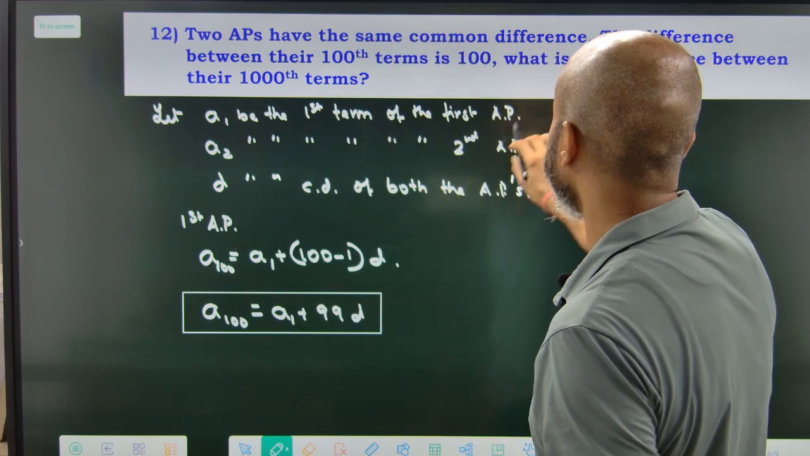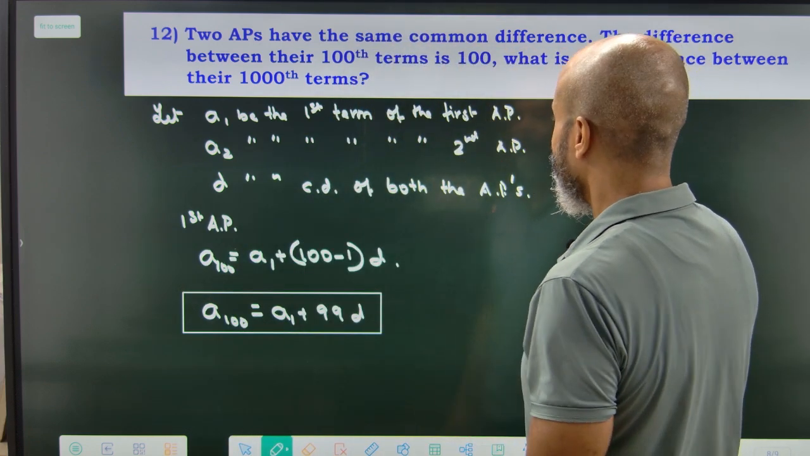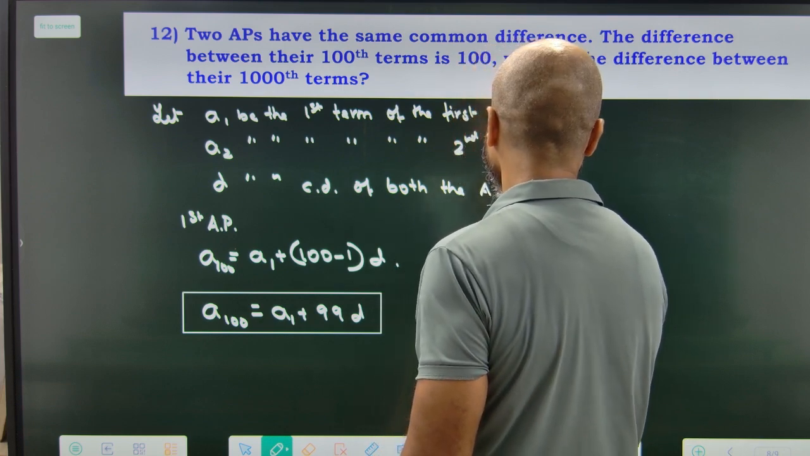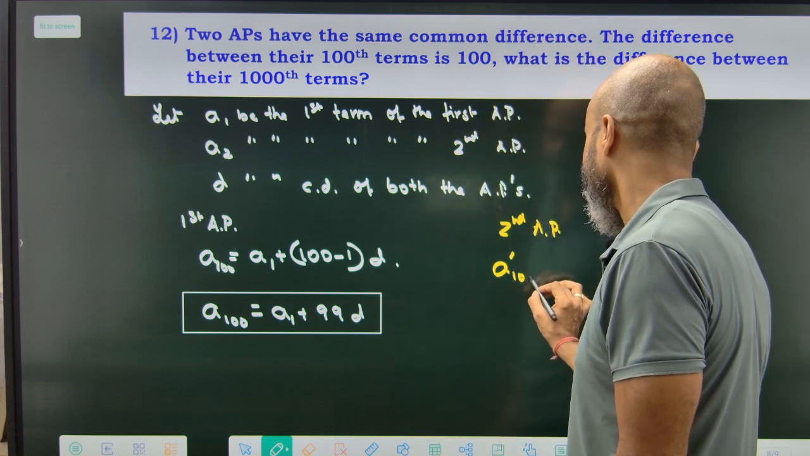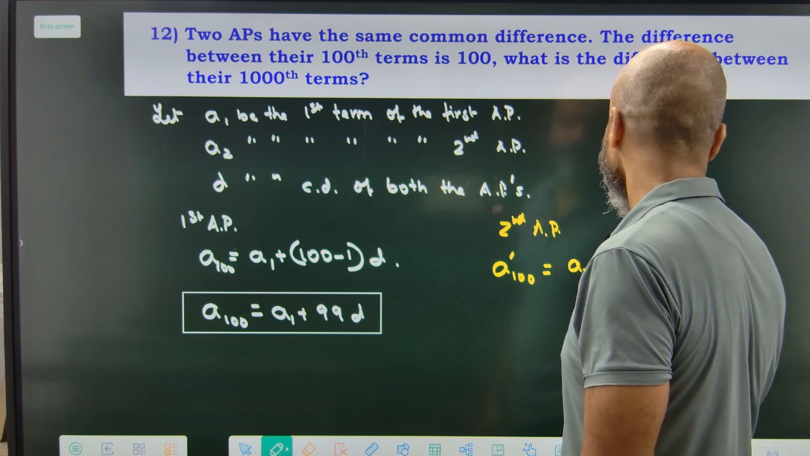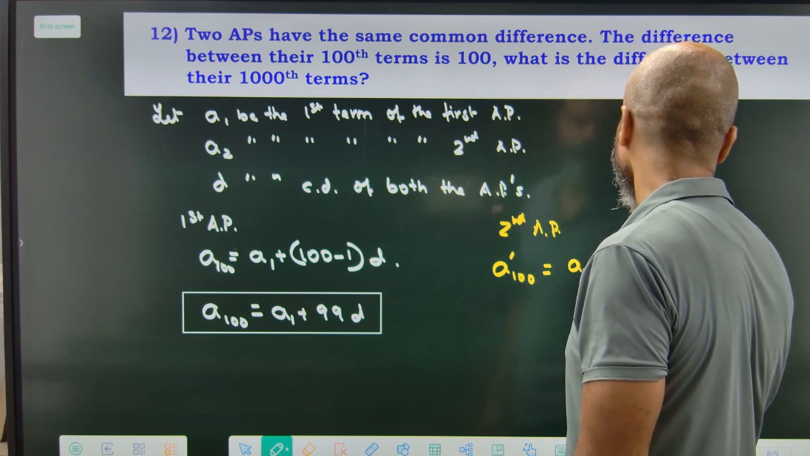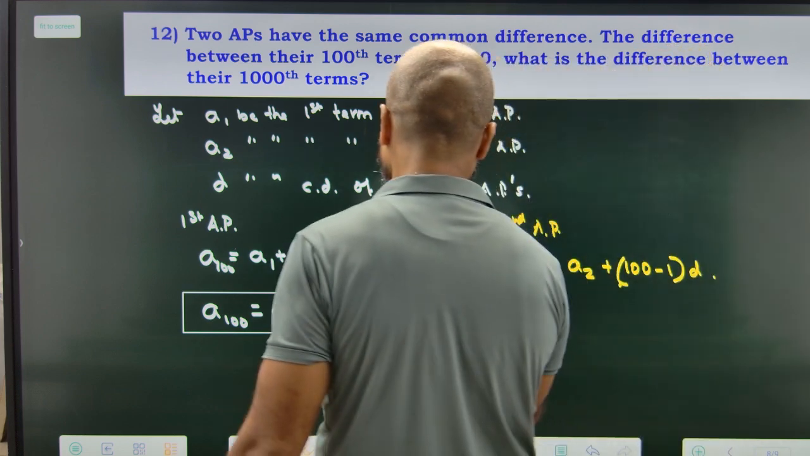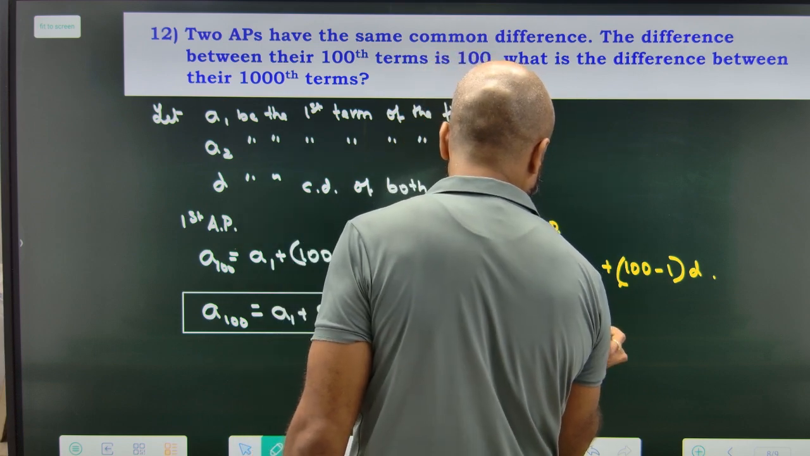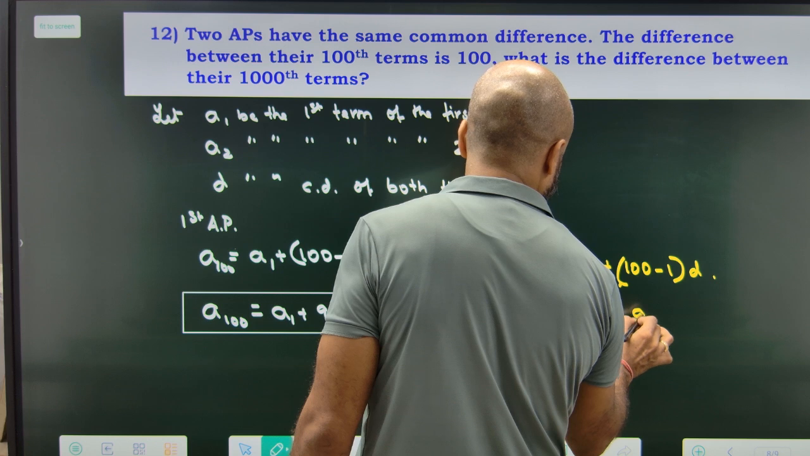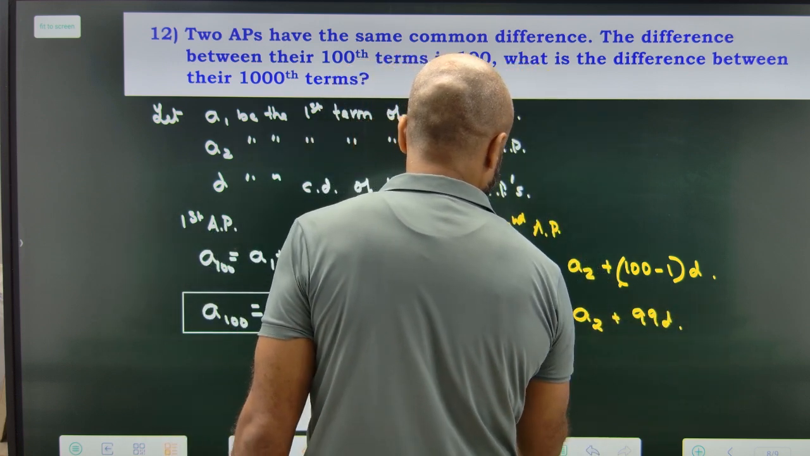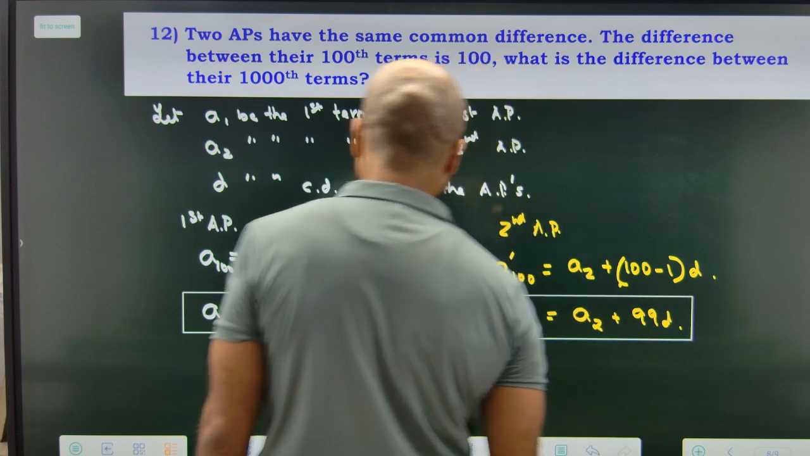the difference between the 100th term is 100. Now let's say for the second AP, let's keep it as a dash. The 100th term will be again a2 plus 100 minus 1 into d. So what will be the value of a dash 100? This will be equal to a2 plus 99d.